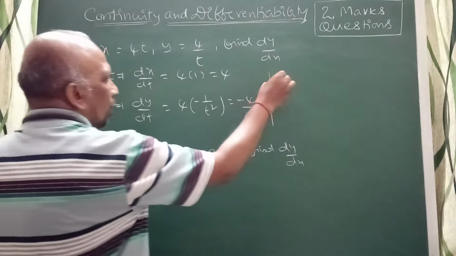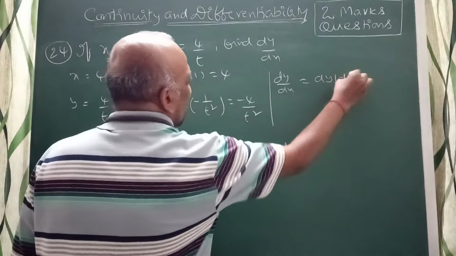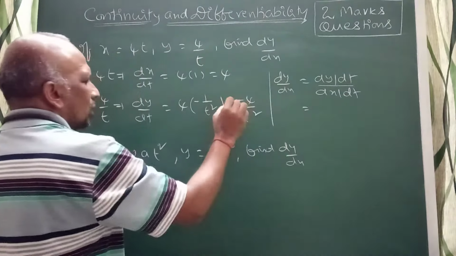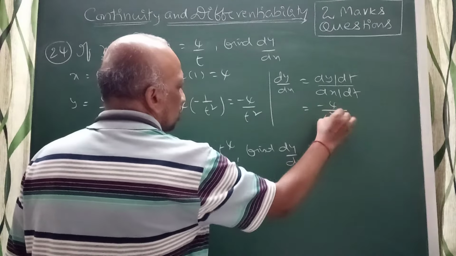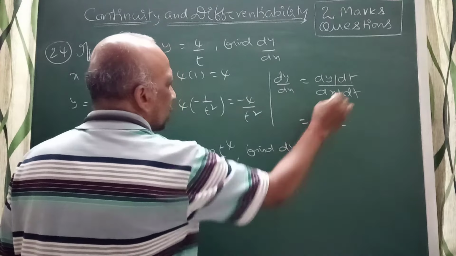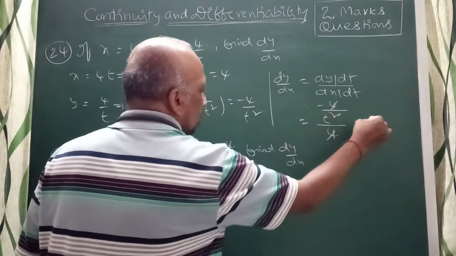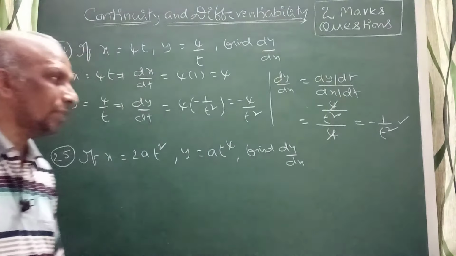They are asking dy by dx. So dy by dx is dy by dt by dx by dt. So dy by dt is minus 4 by t square by, we can write dx by dt is 4. 4 gets cancelled, right? Answer is minus 1 by t square. Minus 1 by t square.